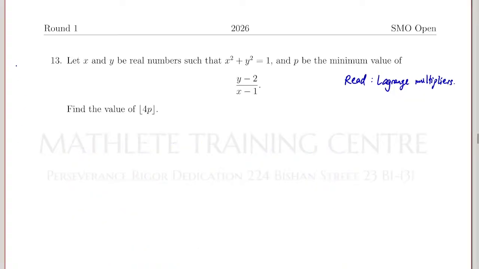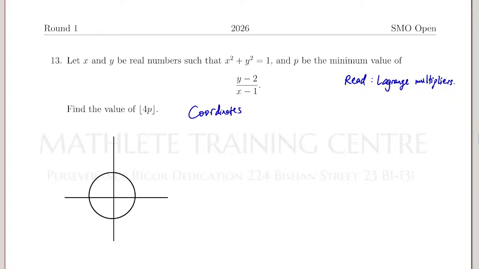So what is a far simpler idea in this question? You can just use coordinates. This is a coordinate geometry question because the first equation represents the unit circle. This is your x squared plus y squared equals 1.